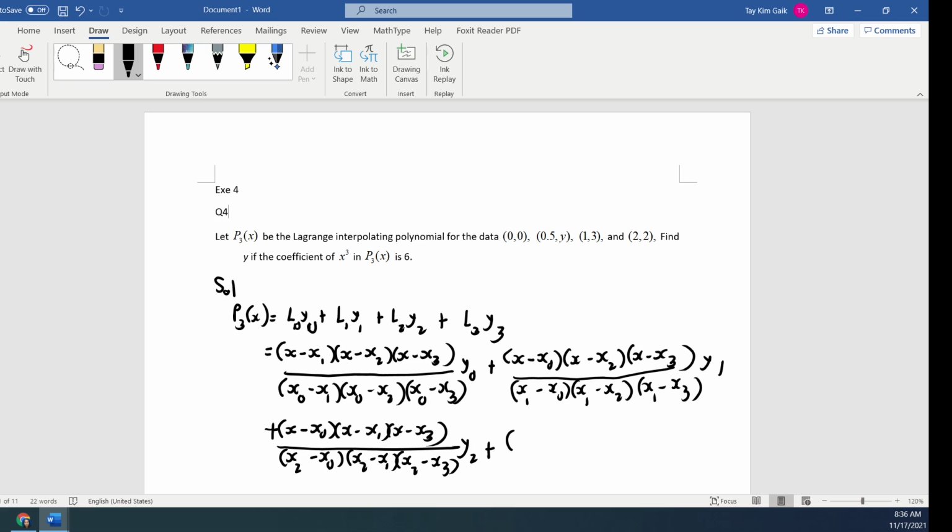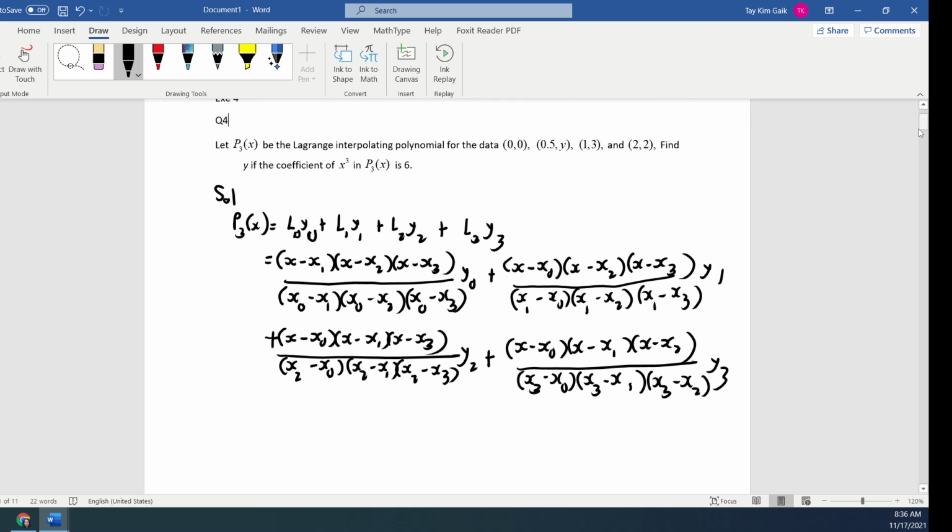L3: x minus the points other than point 3. So x minus x0, x minus x1, x minus x2, and then in the denominator, for L3 replace x by x3. So x3 minus x0, x3 minus x1, x3 minus x2, multiply y3.